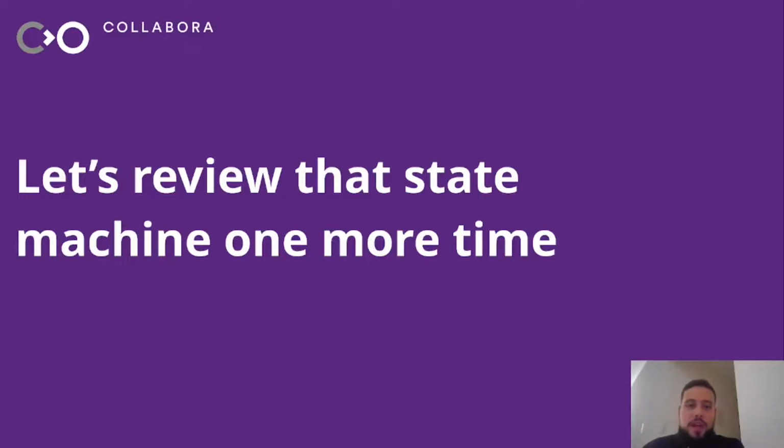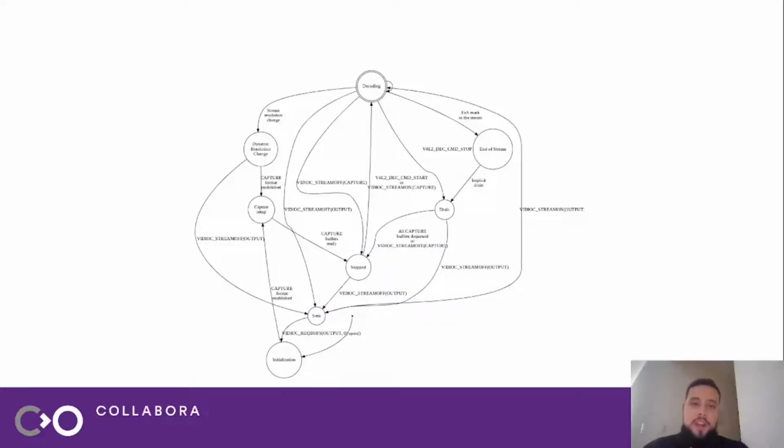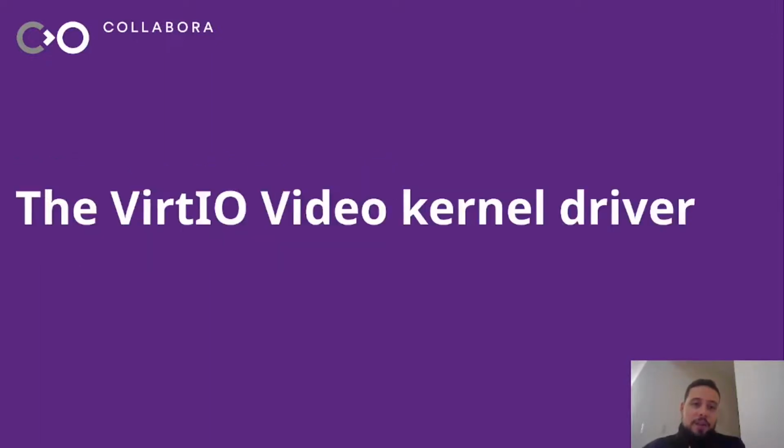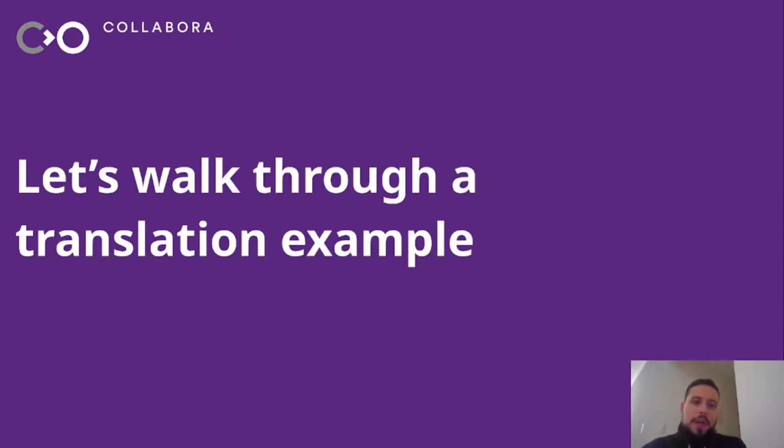So let's review that state machine one more time. Here we have the finite state machine for V4L2 stateful again, where we can see the states. We can see that the transitions between states happen by means of issuing ioctls. So the translation is going to be performed by the Virtio video kernel driver. And we can walk through a translation example, for instance.